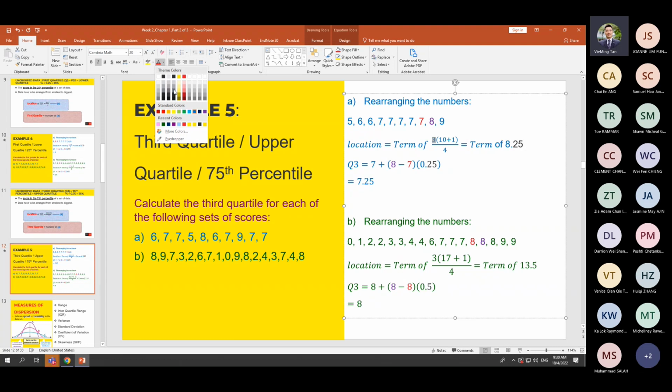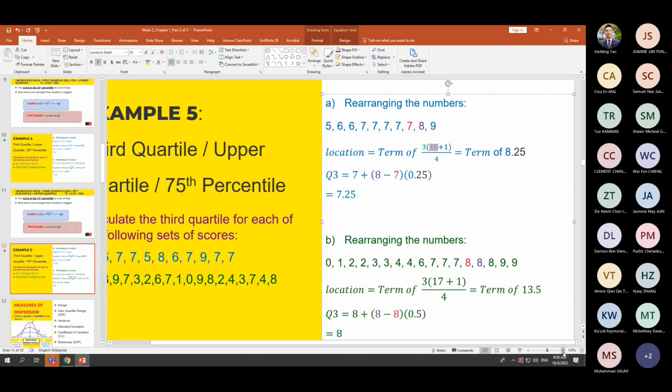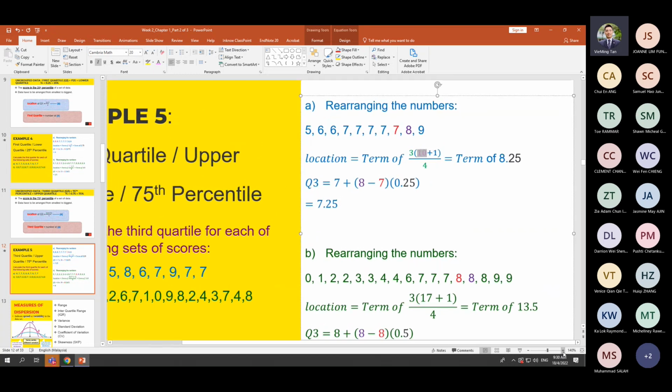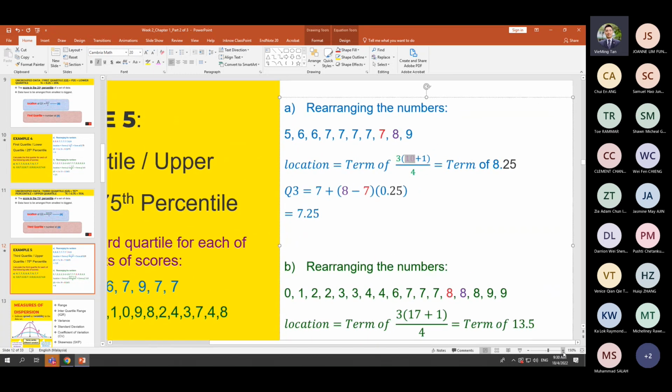Maybe I use another color, maybe green. All right, 3/4 is the special thing. N refers to the number of data available, so I use pink color. Maybe I can increase the size, as those who sit at the back seem unable to see. Hopefully you can see now. I should use another color maybe.